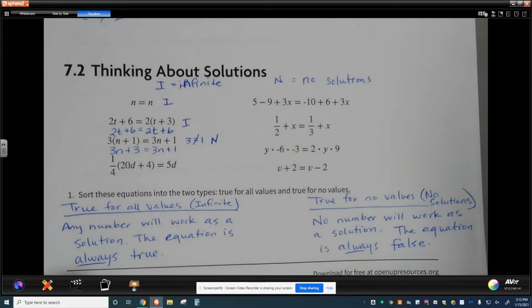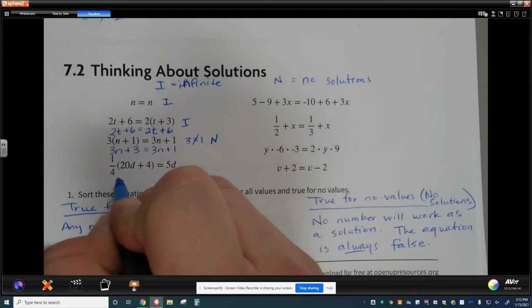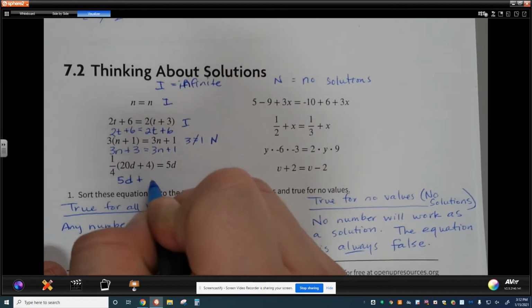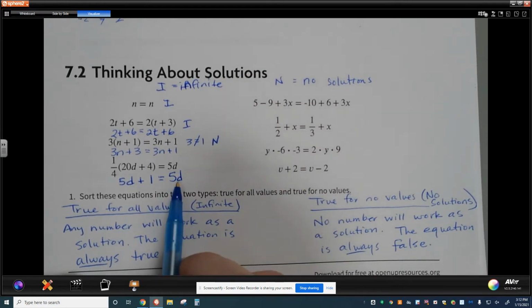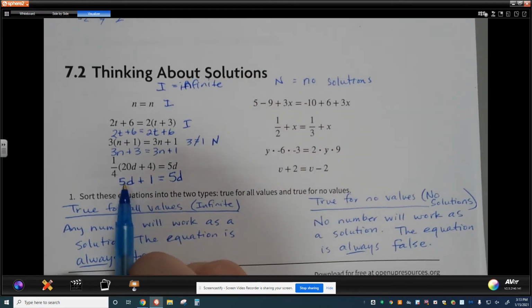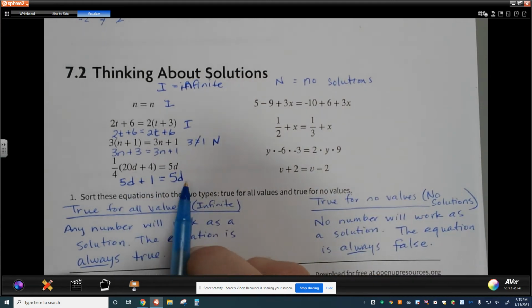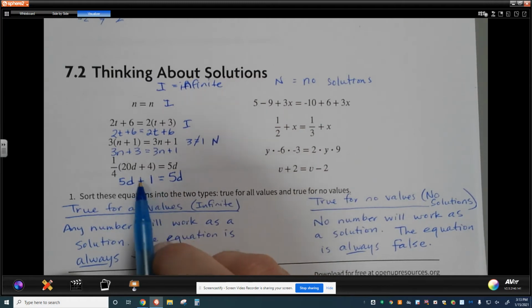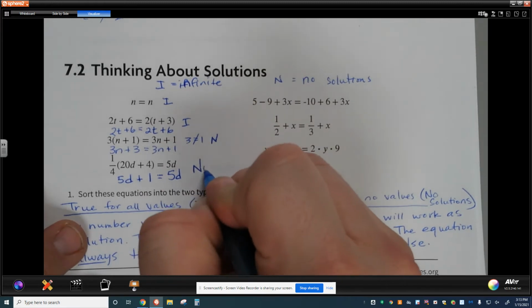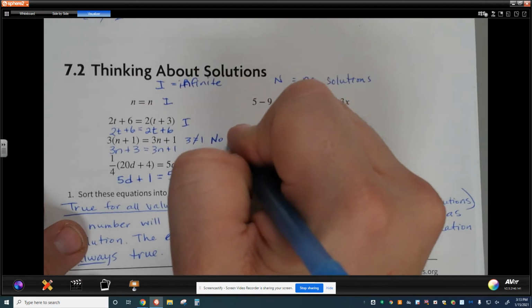The next one, again, we want to simplify, and let's see what happens. 1/4 of 20 times d is 5 times d. 1/4 of 4 is 1. And we're left with this situation where we have 5d on the right, 5d on the left, but the left side is always 1 greater than the right side. It's impossible for this side to be equal to this side because the left side has 1 greater. This one has no solution. We'll call it no sol. That might make a little more sense.